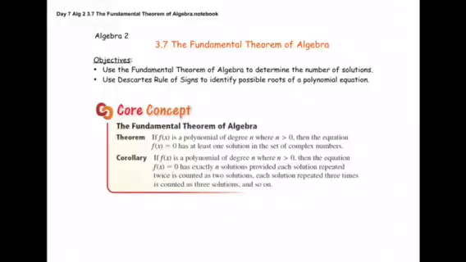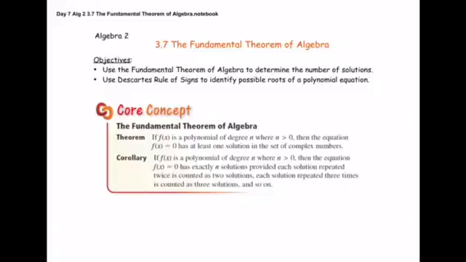Today we're going to talk about section 3.7, the fundamental theorem of algebra. So you're going to be able to use the fundamental theorem of algebra to determine the number of solutions. And you're also going to be able to use Descartes' rule of signs to identify possible roots of polynomial equations.